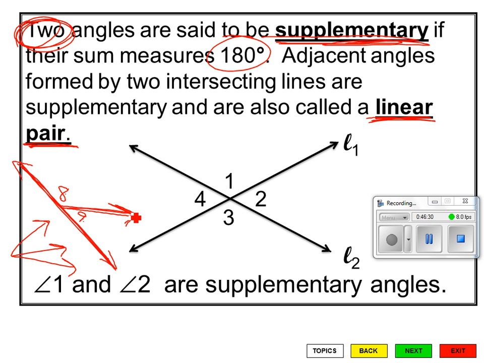Does that make any sense, or did I go too fast on that? A lot of information, right? Now, again, every time something's a linear pair, they're supplementary and they're adjacent. Every time angles are adjacent, does that mean they're a linear pair? No, it doesn't work the other way around all the time.